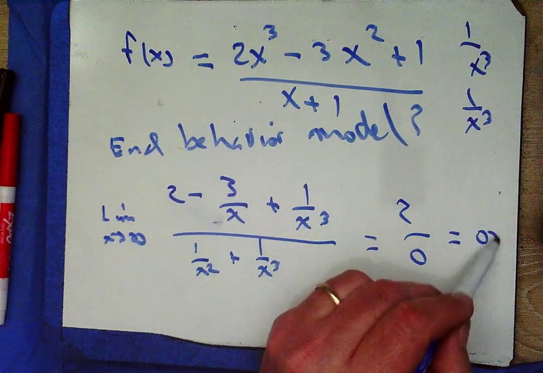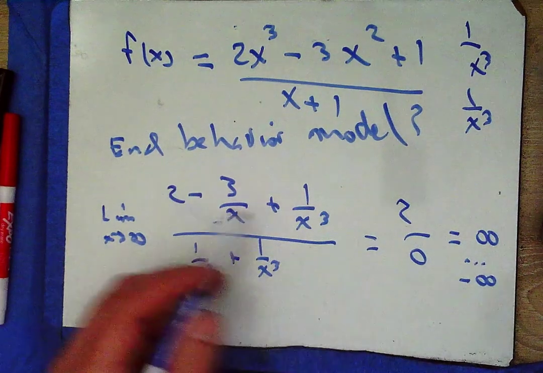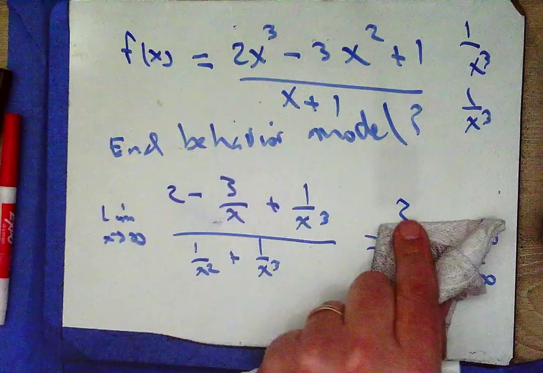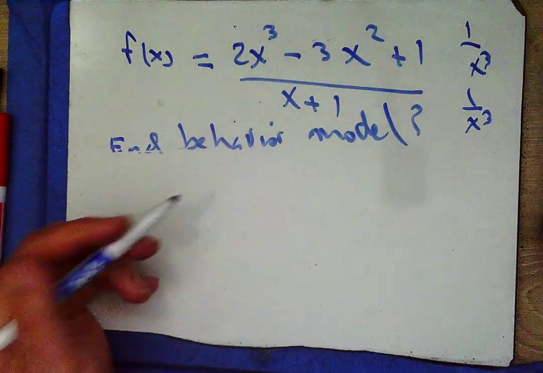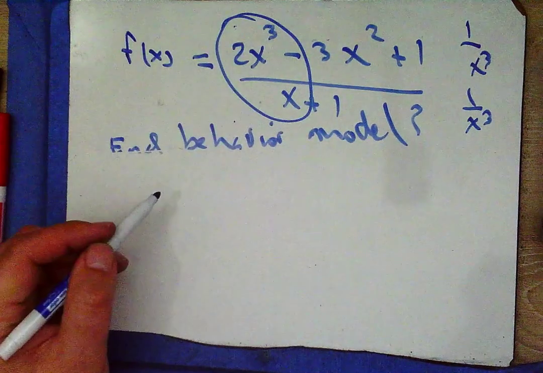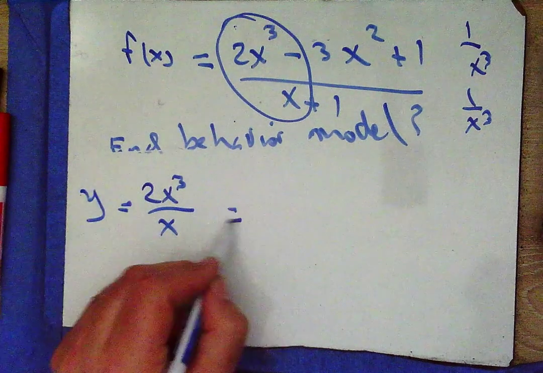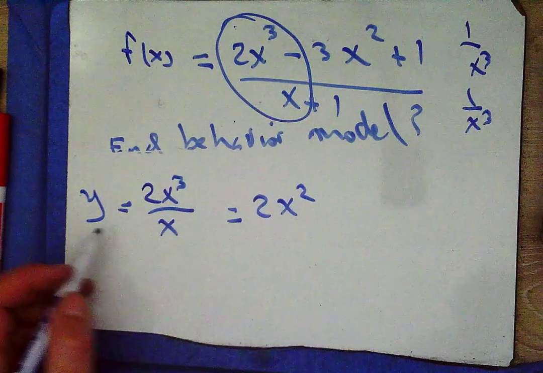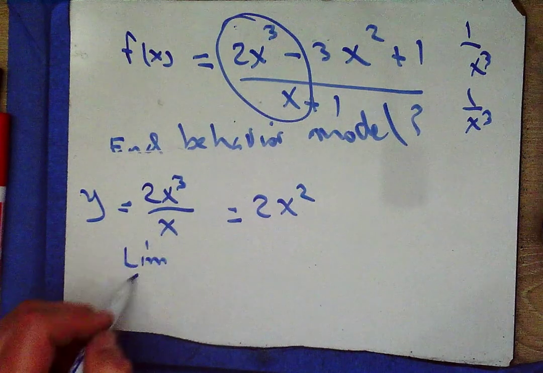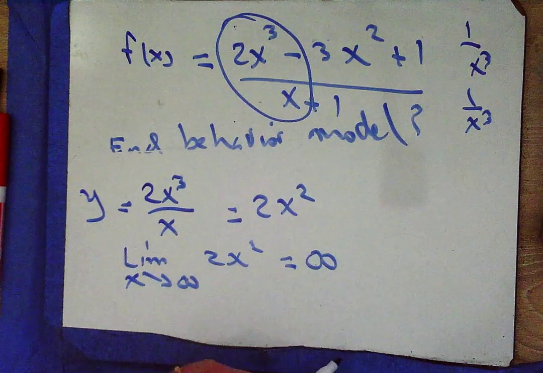And so I want to say, is that infinity? Oh, but wait, maybe it's negative infinity. So I can use this approach to try and evaluate the limit, but sometimes the end behavior model is actually more helpful in that, right? So let's think about our end behavior model. Our end behavior model, 2x to the third over x, is 2x squared. And so if you ask me, hey, where does this end behavior model go as x heads to infinity? Limit as x heads to infinity of 2x squared. Well, I'll say both ends go up.